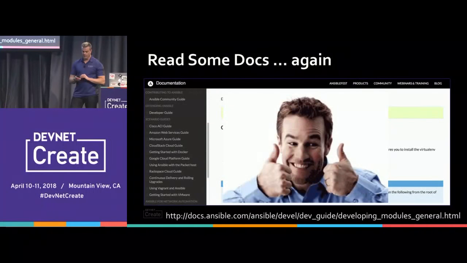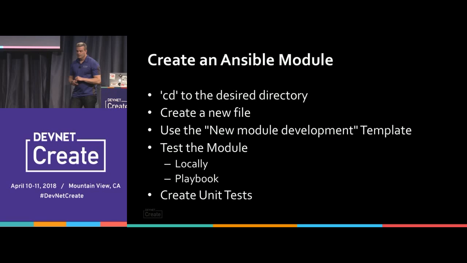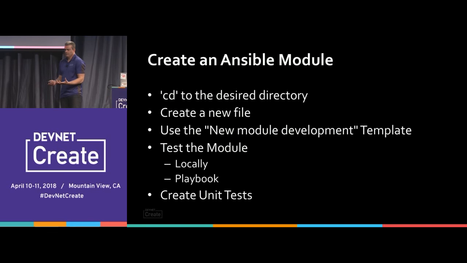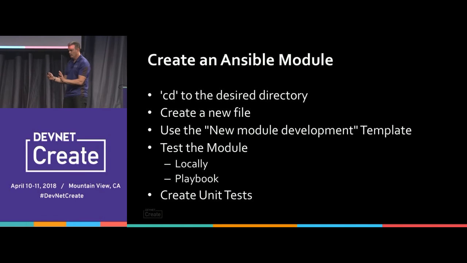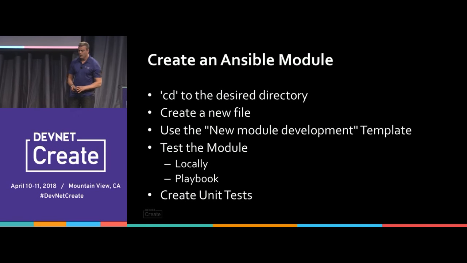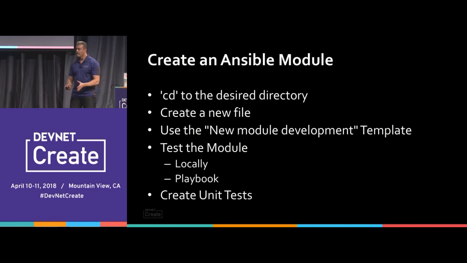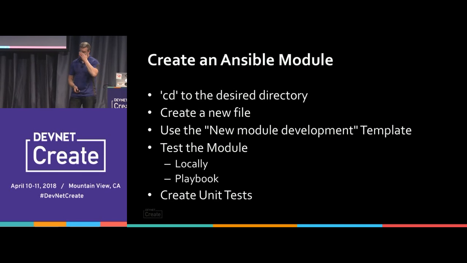So now you're going to create an, I'm going backwards. All right. So how do you create the Ansible module? Ansible's pretty loose. Under your cloned code, you're going to change to the directory where you want to create your new module. You're going to create a file. You're going to use the new module development template. You're going to test the module locally and then with a playbook. And then you're going to create some unit tests. That sounds like a lot of stuff.